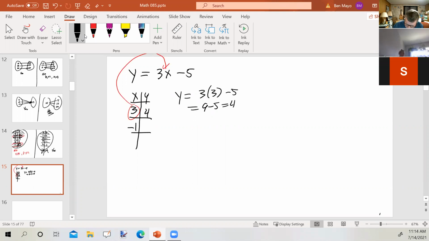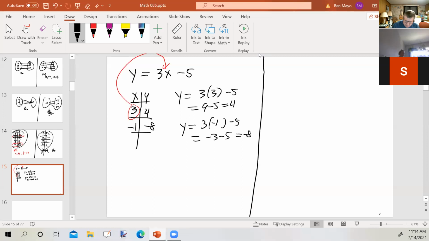Let's find out when x is -1. Then we'd say y equals 3 times -1 minus 5, which is -3 minus 5, which is -8, which is also a point, an ordered pair, a point on a graph, all right? Now, this is using equation notation that we should be used to.